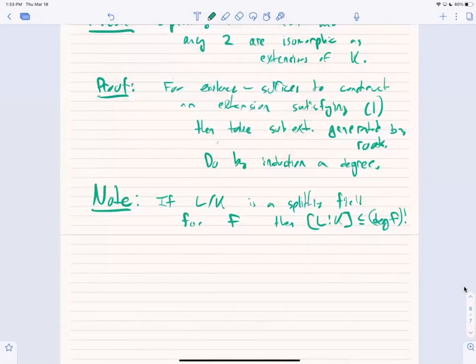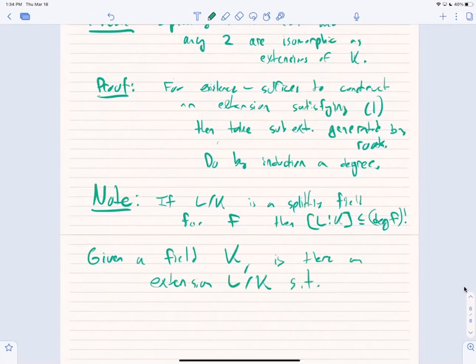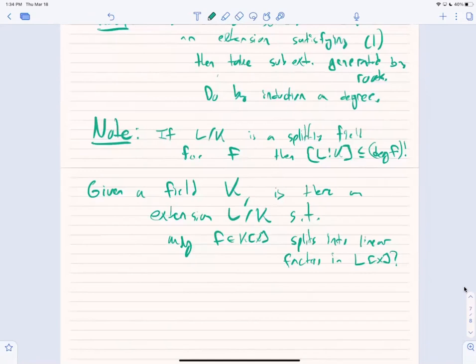You might ask, can you do this all at once? So the next question is: given a field K, is there an extension L over K such that any f containing K[x] splits into linear factors in L[x]? This is not obvious from the way I wrote it, but it ends up being equivalent to every polynomial having a root.